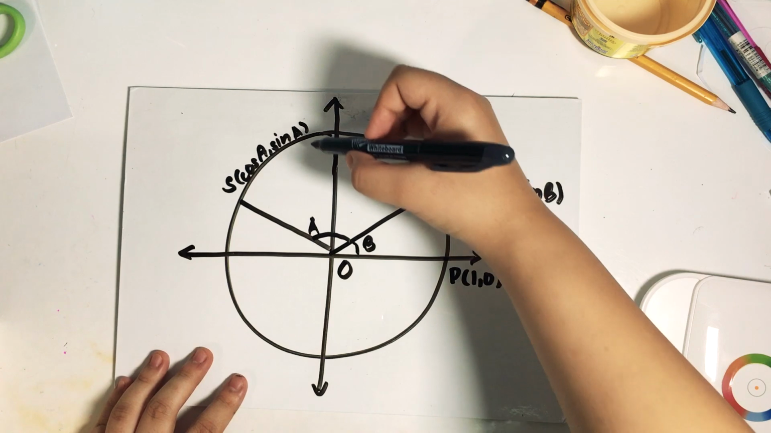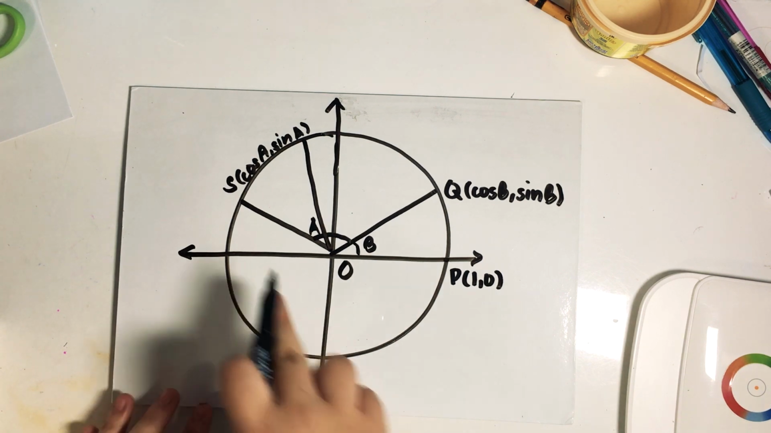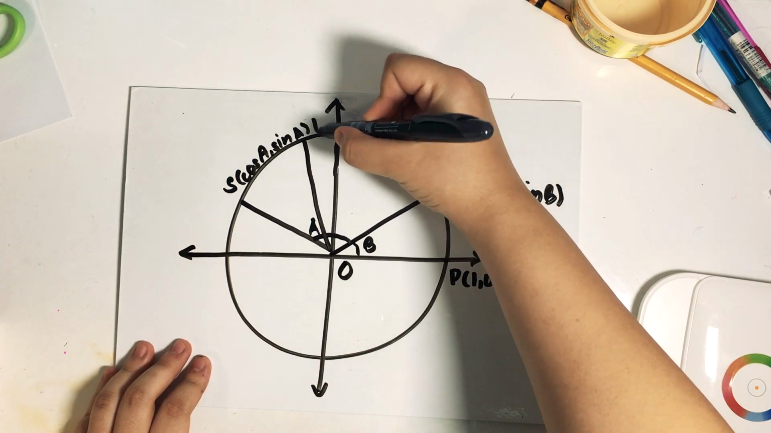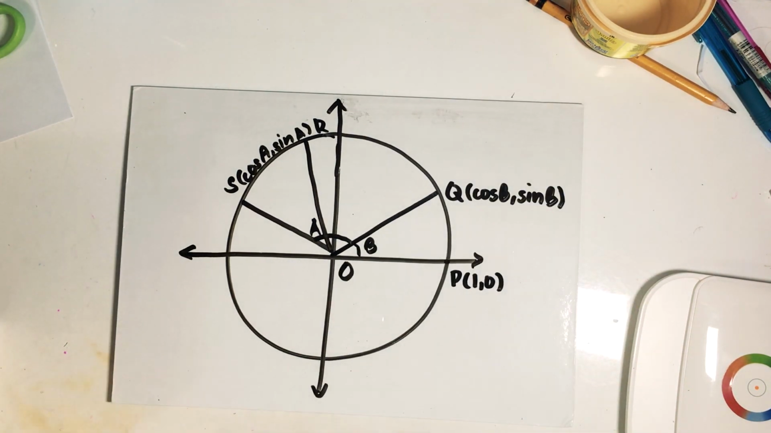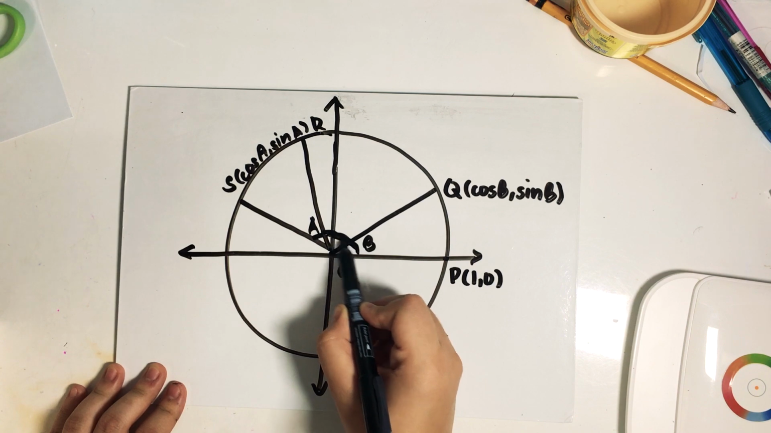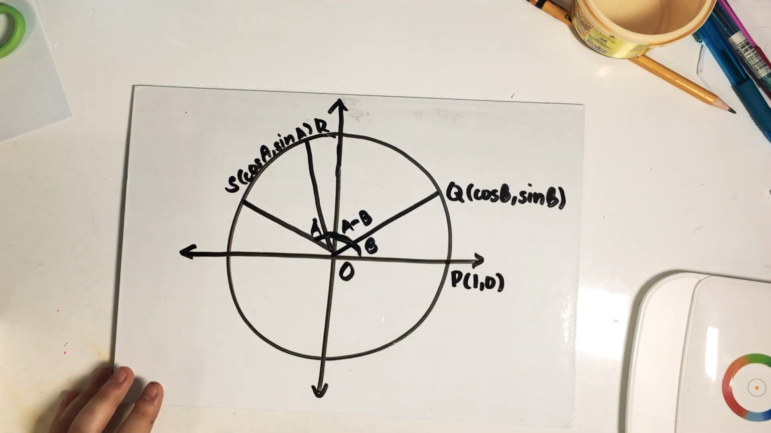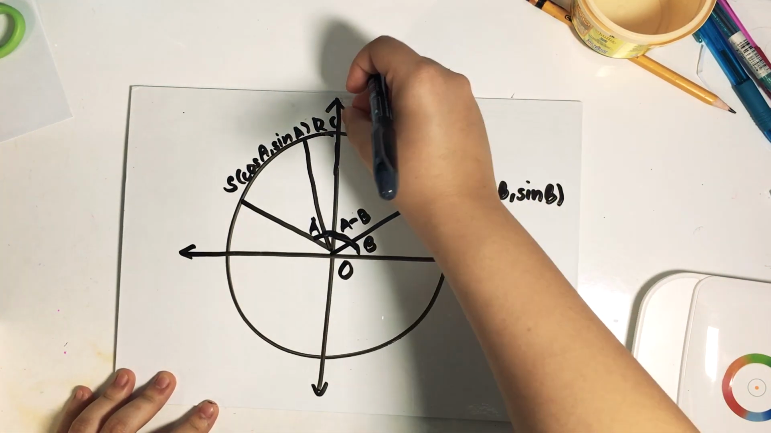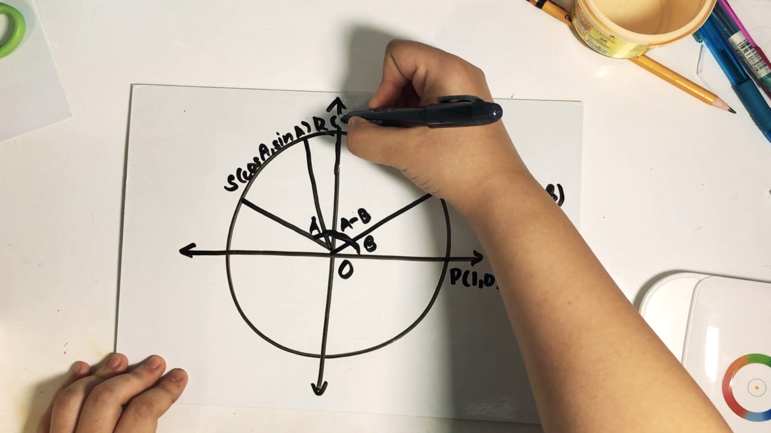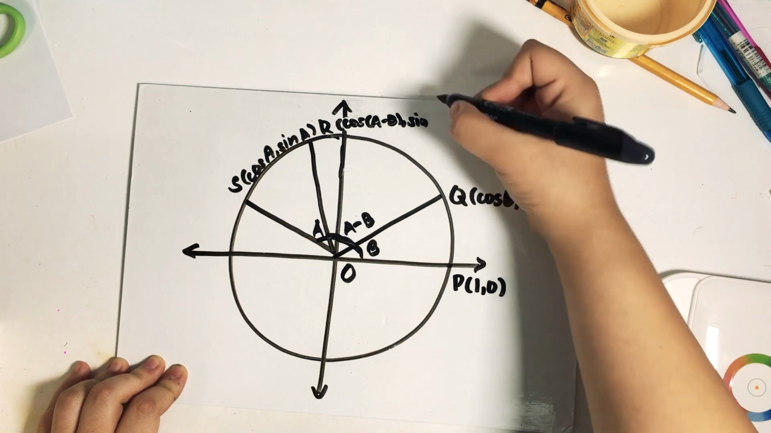So let's say that there's another segment here extending between S and Q, which will be called segment R, which will have this value, and this angle value will be A minus B. So that means the coordinates of R will be cosine (A minus B) and sine (A minus B).